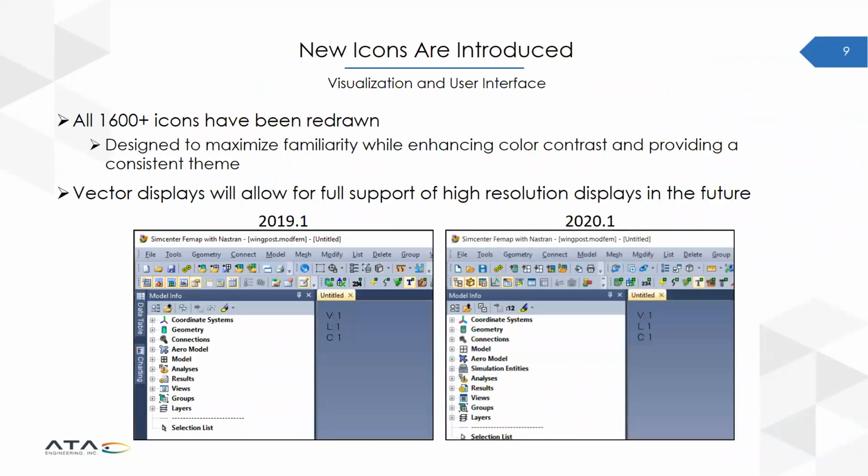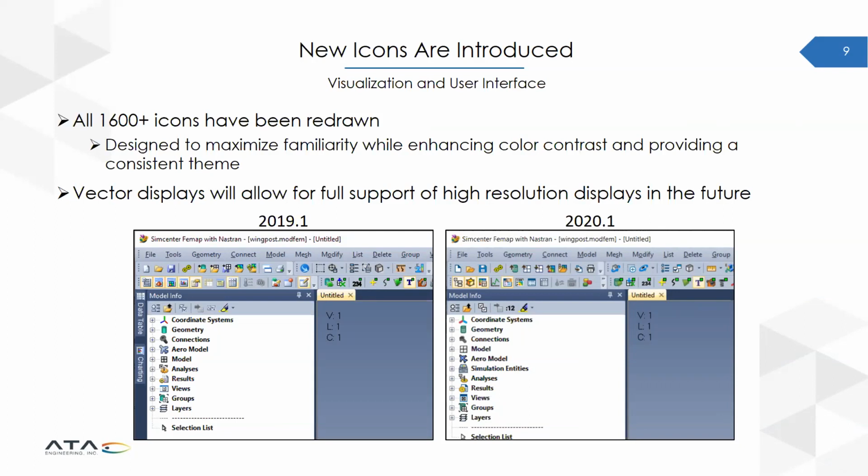So with that, let's jump into our visualization and user interface updates. The biggest change you'll see here is that all of the icons, over 1,600, have been redrawn. I think it looks pretty slick myself. Overall, they've been designed to maximize familiarity. So you'll notice that the icons are almost the exact same, but in some cases, they have enhanced color contrast and they've been changed just a little bit to provide a more consistent theme.